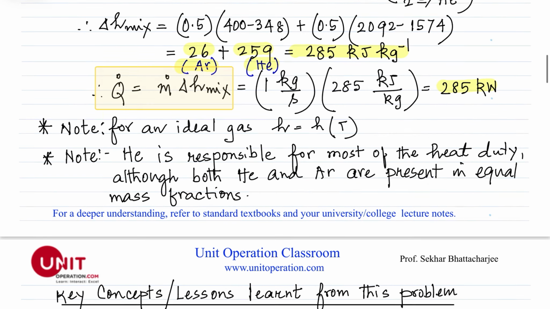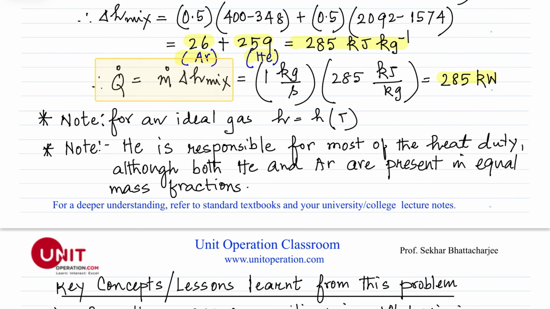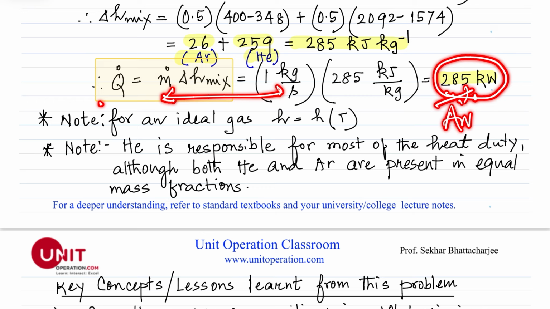So delta H mix is this one, multiplied with this one, so it gives me 285 kilowatt. All the details are of course given here. So the heat that has to be transferred to heat the mixture from 300 to 400 Kelvin would be equal to 285 kilowatt or 285 kilojoules per second. So this is my answer.